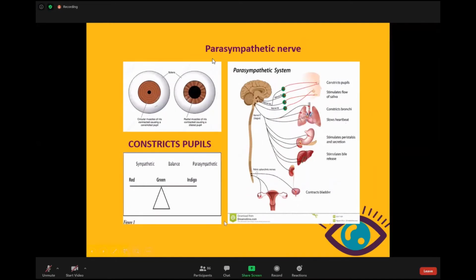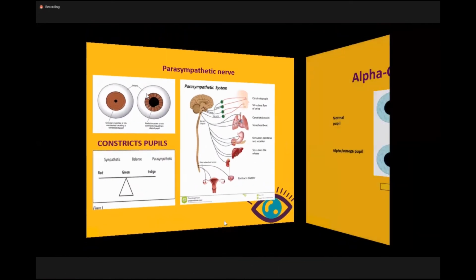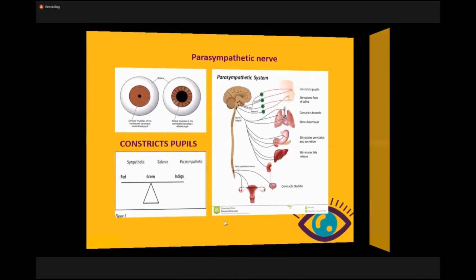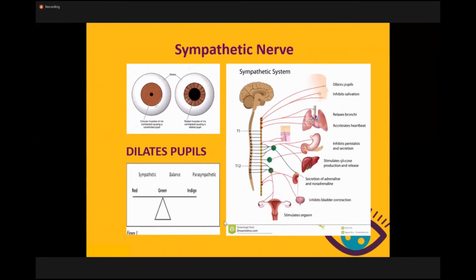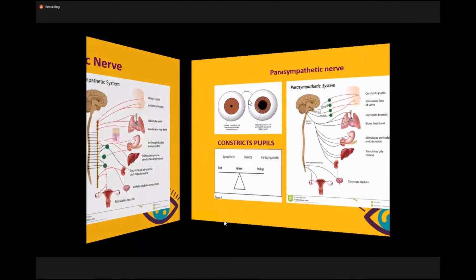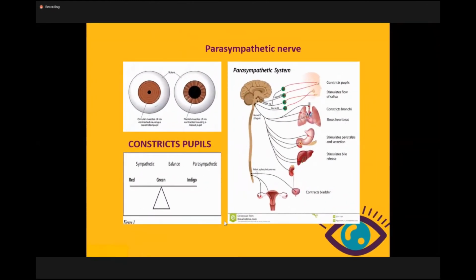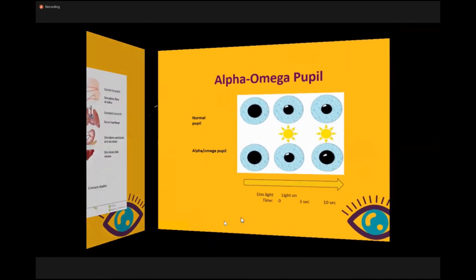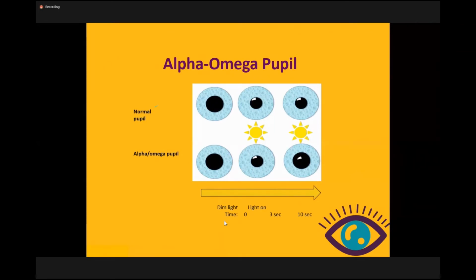So for the parasympathetic nerve, the pupil is constricted. When the pupil is constricted, there are also corresponding characteristics in the various parts of the body. Sympathetic: dilates the pupil, inhibits saliva, relaxes the bronchial, accelerates the heartbeat. Parasympathetic: constricts, bronchial, slows the heartbeat, stimulates, no? So when we see a constricted pupil, the parasympathetic is dominant, and we need to balance that. Okay? You will learn all of this if you go to the phototherapy course 101.